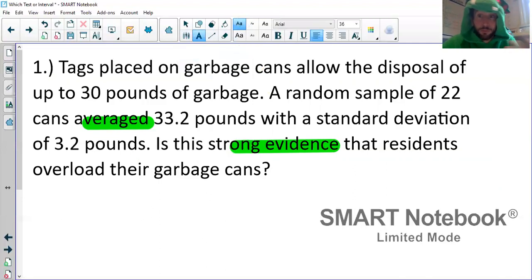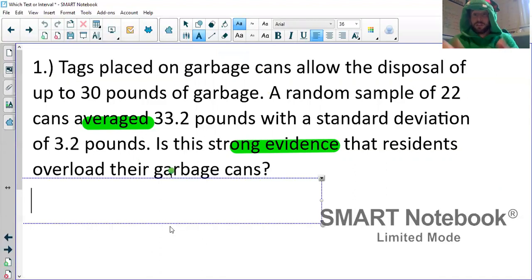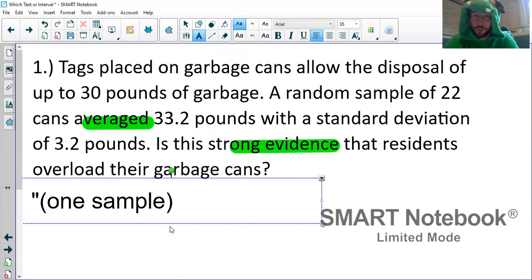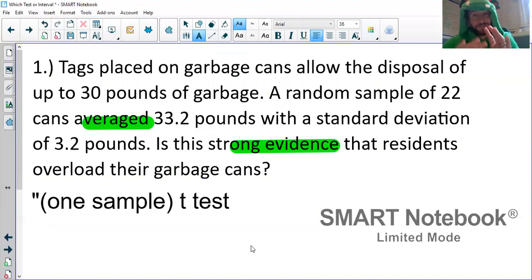Quantitative or categorical, means or proportions? We're working with means. We see that average, and then there's that strong evidence rate. So this right here, I'll put it in parentheses because this doesn't show up. The one sample part's not on your calculator, but if it helps, you can write that. This is a one sample T test. T because of the average, test because of the strong evidence, and one sample just because there's literally one sample. But again, on your calculator, it's just going to say T test. Side note, yes, we could use a T interval to also try to address this question.